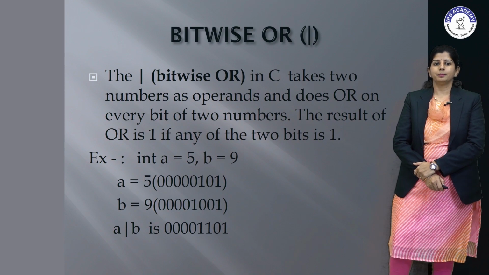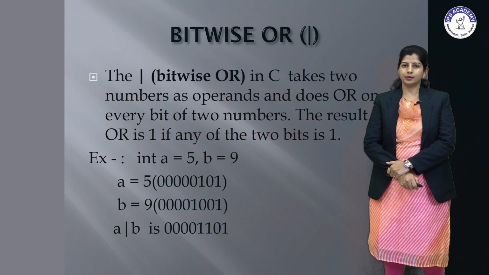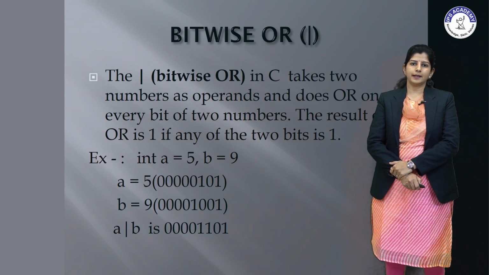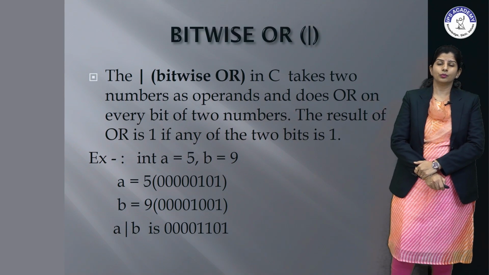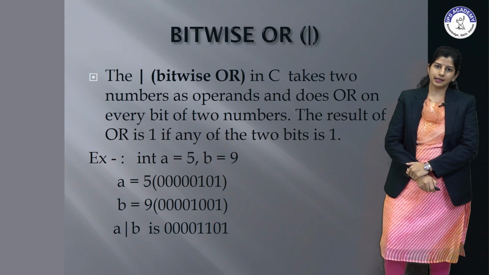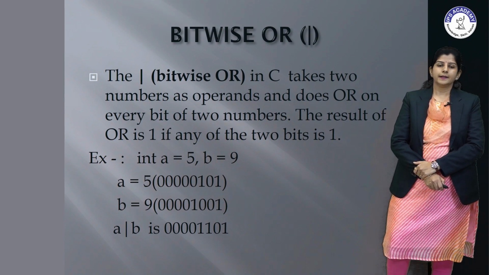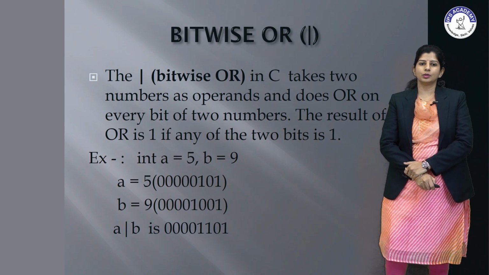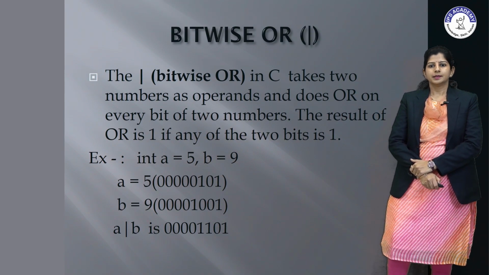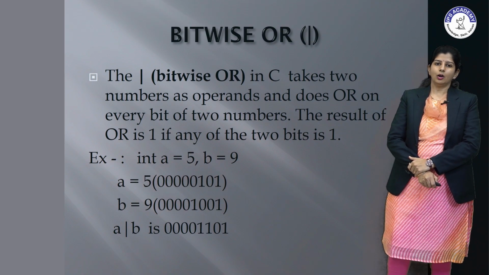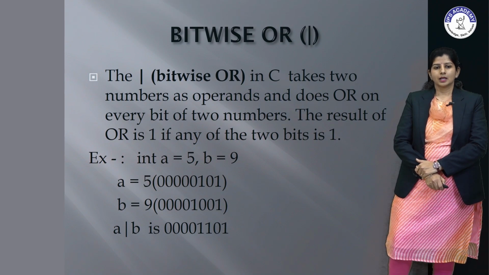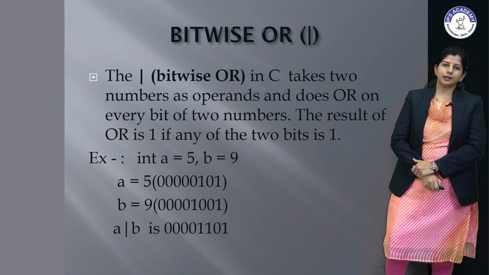Next one is my bitwise OR operator. As we discussed, for the logical OR operator we use two vertical lines on the keyboard, and in the bitwise OR operator I am using only a single one. The bitwise OR in C takes two numbers as operands and does the OR on every bit of the two numbers. The result of the bitwise OR is 1 if any of the two bits is 1. Here it is different from the AND operator.